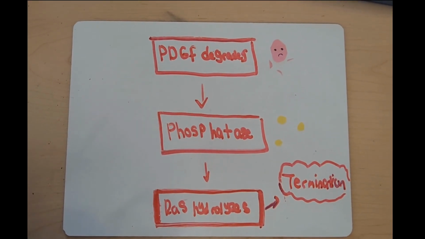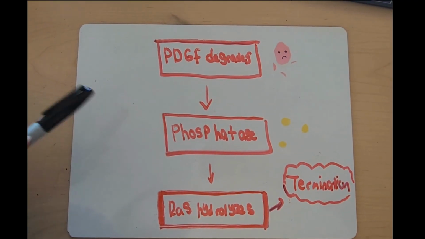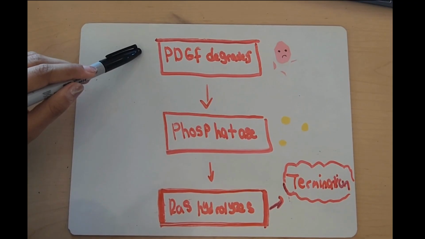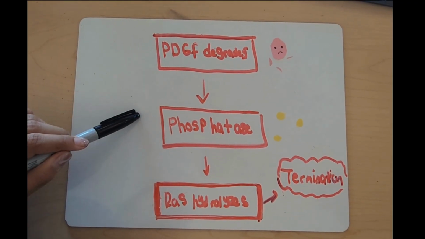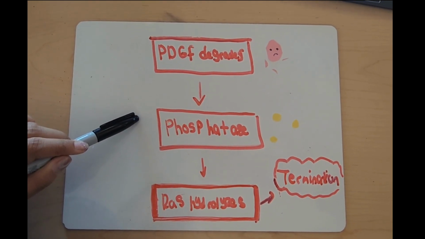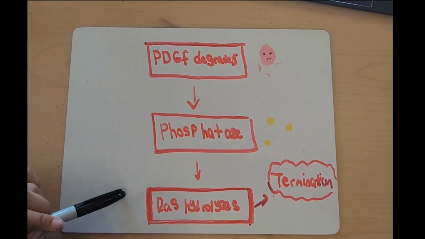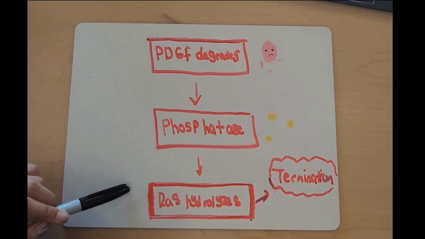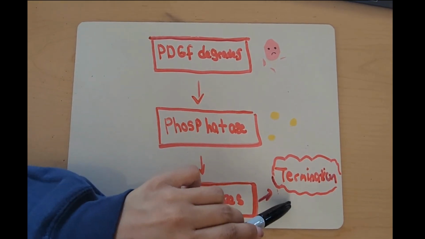To keep the pathway from running forever, it must be terminated. Termination happens when the PDGF ligand degrades or is removed from the receptor. Phosphatases, which are enzymes that remove phosphate groups from the receptor and the signaling molecules, shut down their activity. RAS activity is shut down by RAS-GAP, which accelerates the hydrolysis of GTP. These steps overall prevent excessive signaling and cell growth.